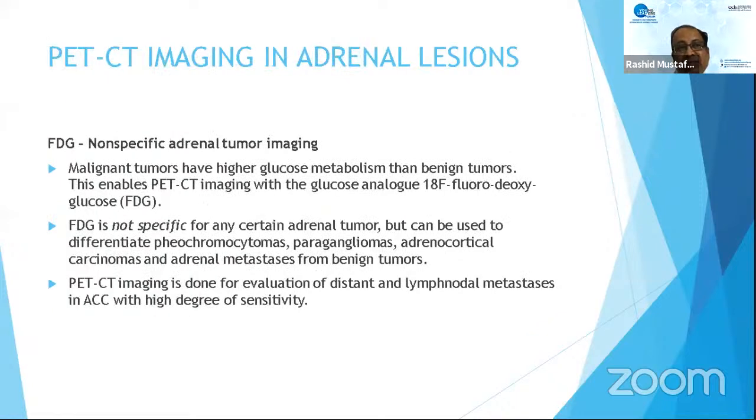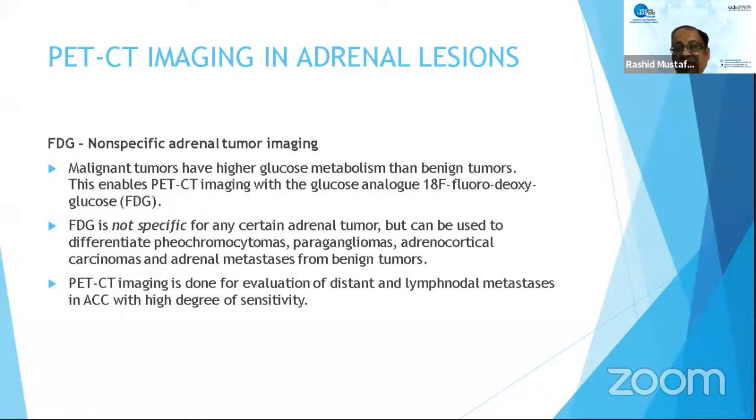Lastly, PET CT imaging in adrenal lesions: malignant tumors have a higher glucose metabolism than benign tumors, and this enables the glucose analog 18-FDG to be taken up by the malignant lesions. FDG is not specific for any certain adrenal tumor, but can be used to differentiate pheochromocytomas, paragangliomas, adrenal cortical carcinomas, and adrenal metastasis from benign tumors.